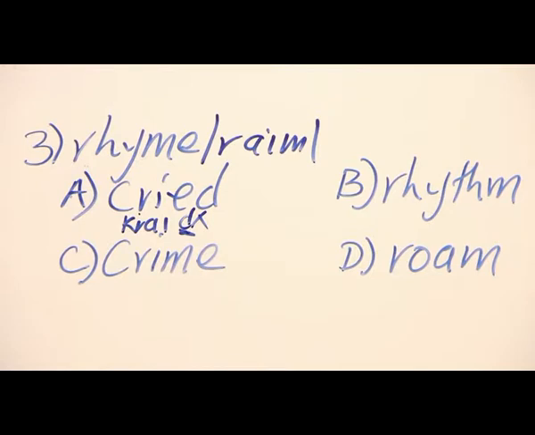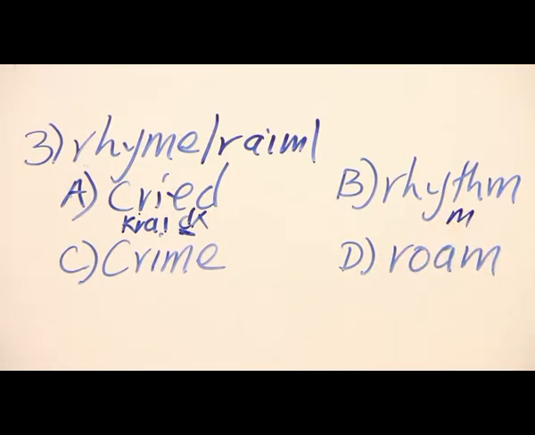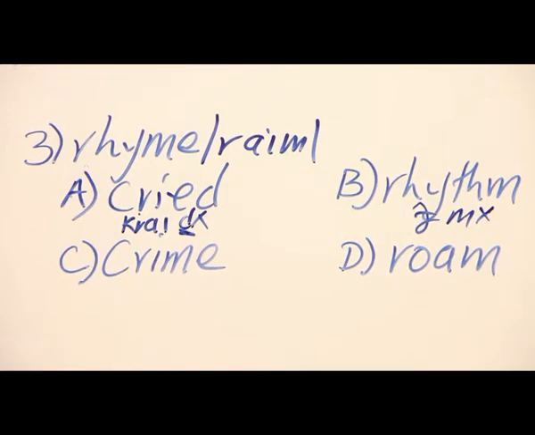Now we'll take B, rhythm. Rhythm of course has the bilabial nasal too, ending it. But after that, we have this fricative, not a vowel. So that also rules it out. Option B is out. Now take option D, realm.